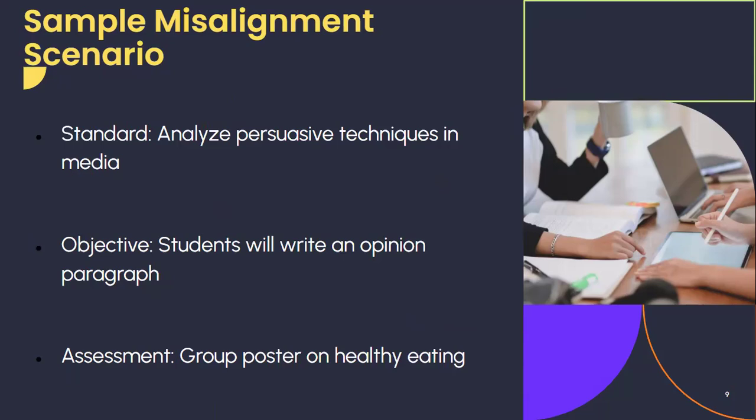So this is just a brief example. Notice that it says analyze persuasive techniques in the standard, but the objective has the students writing an opinion paragraph, not actually analyzing it. So the alignment is not perfect here. And then when we get to the assessment, as I mentioned before, while we may use some persuasive techniques in this, it's not clearly aligned to the standard, which was analyzing. The students were going to create it themselves. So we've got some misalignment here.